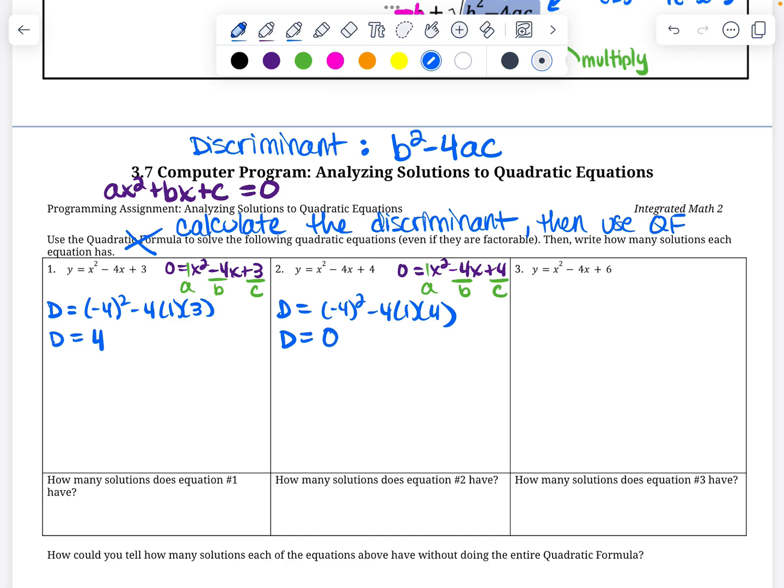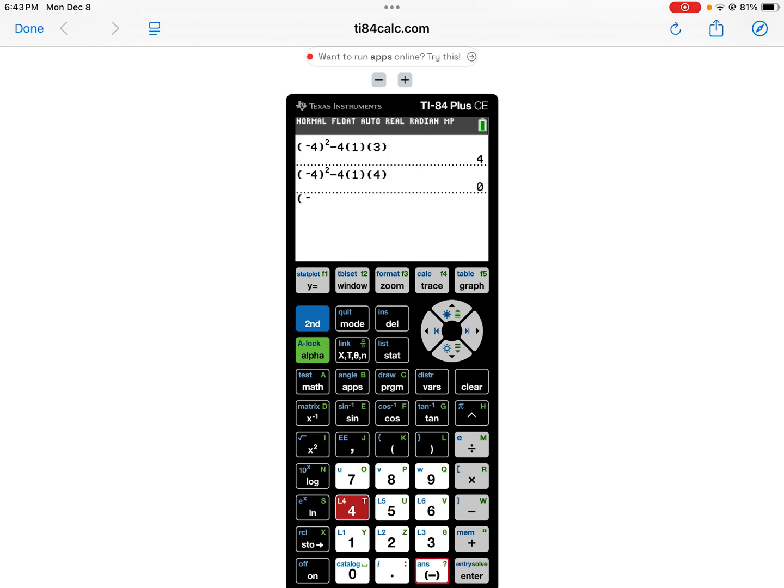And then our last one. Notice I'm making y 0 in each of these to get myself set up for solving later. For the discriminant, a is 1, b is negative 4, and c is 6. So the discriminant is negative 4 squared minus 4 times 1 times 6.